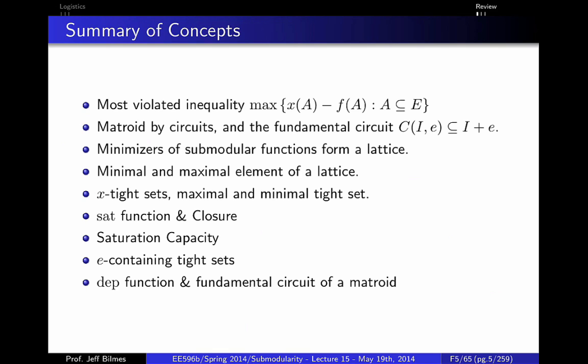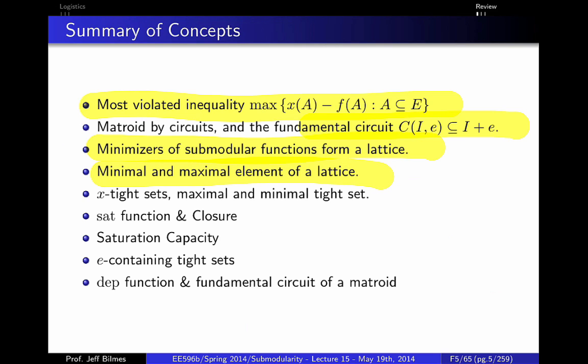So let's do a brief summary of where we are at. We have the notion of the most violated inequality, which is a submodular function minimization problem. We have been looking at concepts for polymatroids, gaining inspiration from matroids, and that includes things like the fundamental circuit of a matroid, or the set of fundamental circuits. This particular one is based on I, which is an independent set, and E, which is something that is in I's span but doesn't include I. We saw that the minimizers of the submodular function form a lattice. The whole notion of the minimal and the maximal element of a lattice.